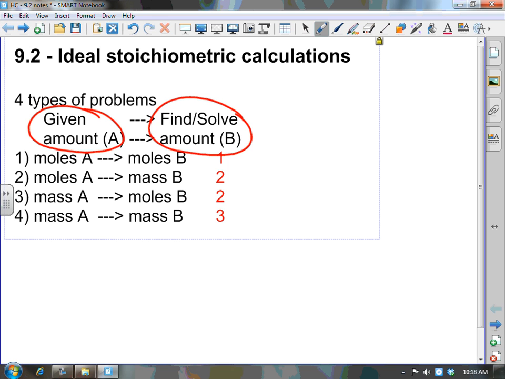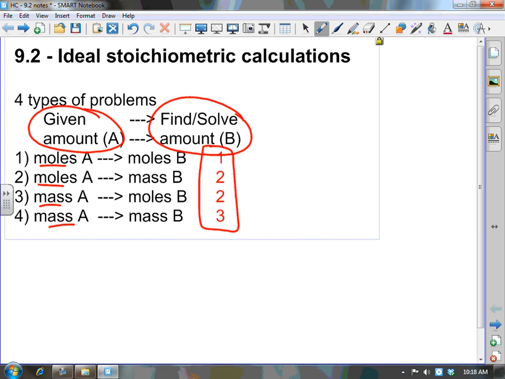And the information that you're going to be given, you're either going to be given the moles of a chemical in these first 2 situations, or you're going to be given the mass quantity of the first chemical. Then they're going to ask you to solve for either the mass or the moles of some other chemical. And these are the number of calculations or steps that we'll have to do. And I said this back in the section 1 video.